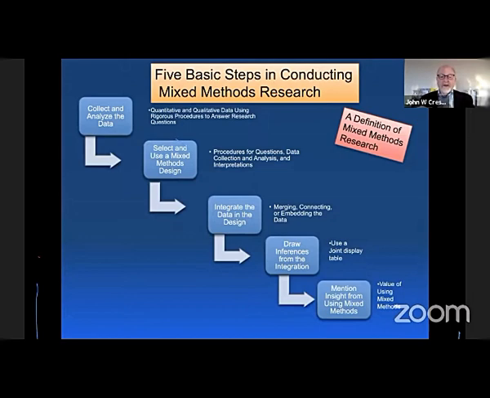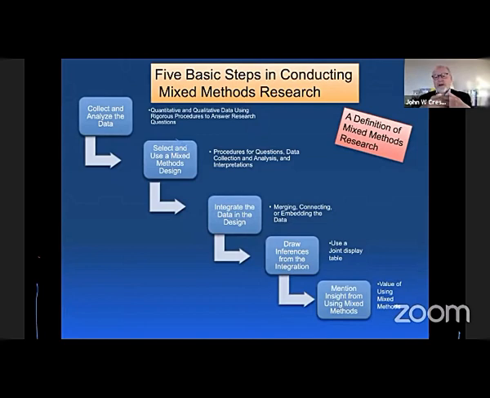And what you then do is you bring the two databases together. The term is integration, integrating the data in the design. There's different ways to integrate that I'm going to talk about. And then from that integration, we draw conclusions or inferences. And we may use what's called a joint display table that I'm going to explain to look at what we conclude from bringing these two databases together.